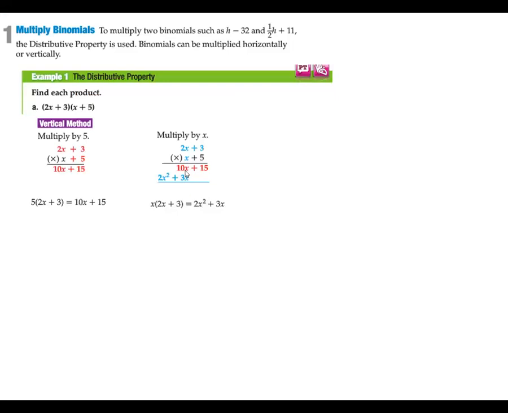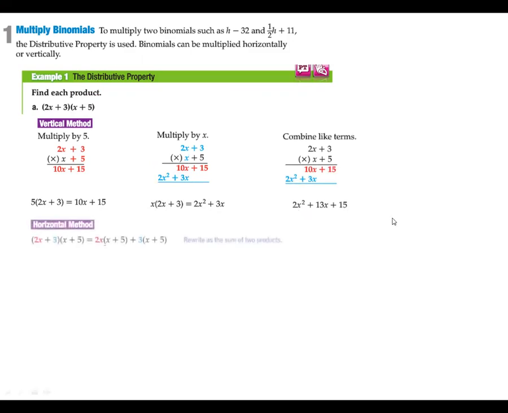Notice I put it down here under the column for the x's. And then x times 2x is 2x squared. Notice I made a new column for x squared terms. So that's the same as distributing the x from the x plus 5 to the other set of parentheses here. You get 2x squared plus 3x. Then you just add the results together, combine like terms. So 2x squared plus 13x plus 15.